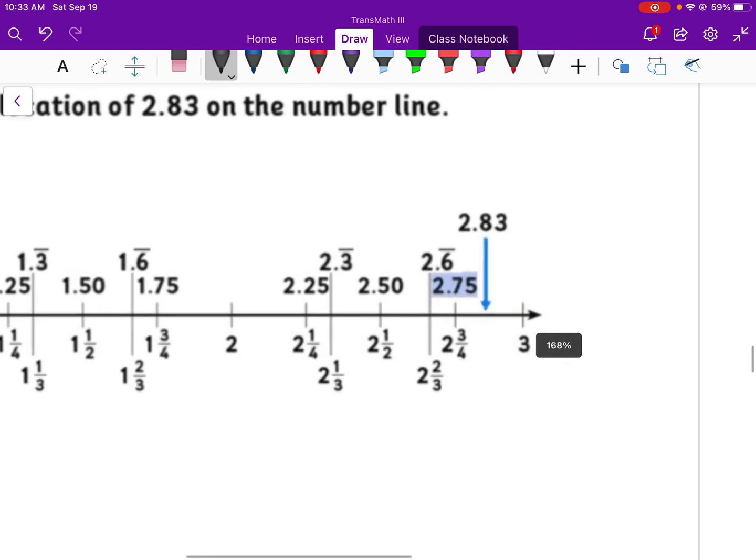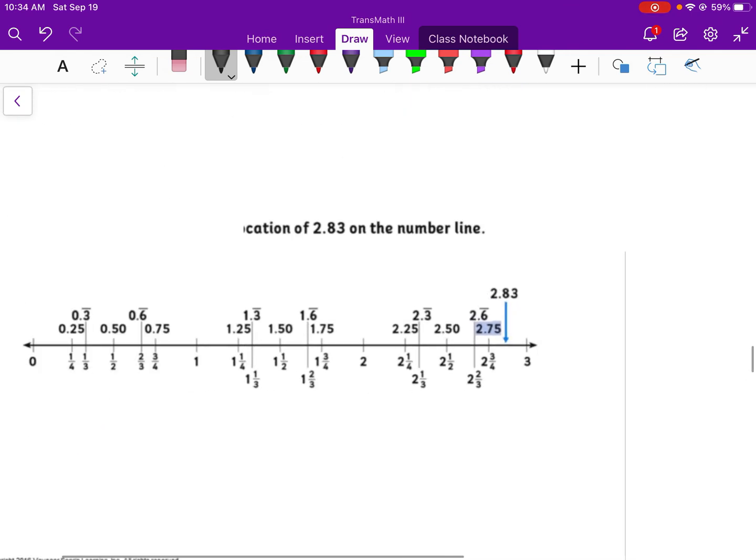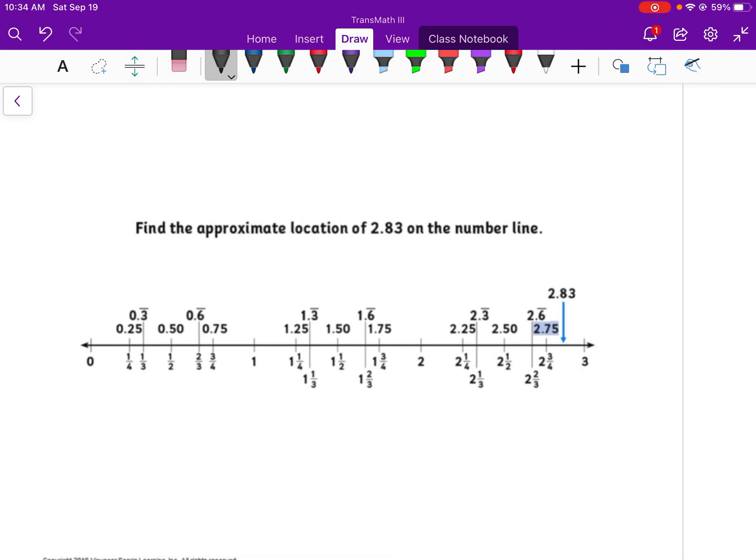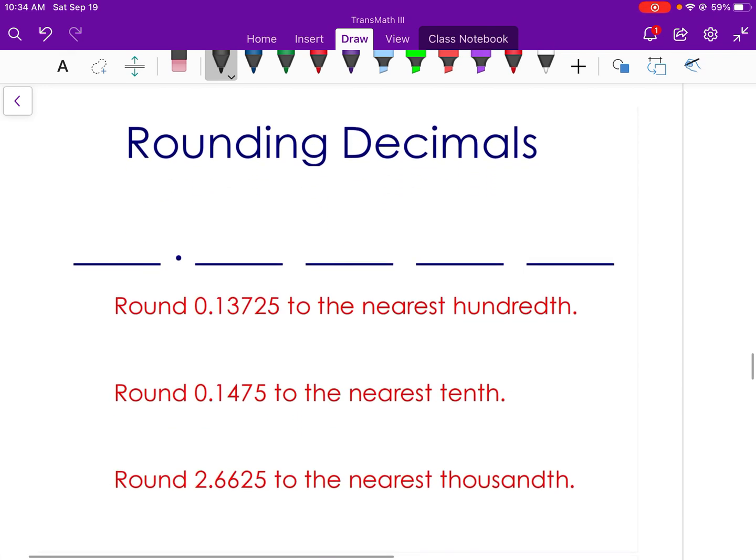Big thing I'm looking for there is that you're between that 2.75 and 3. So when you're doing those, break it up like they did. Make sure you have those fair shares and give me the approximate location.